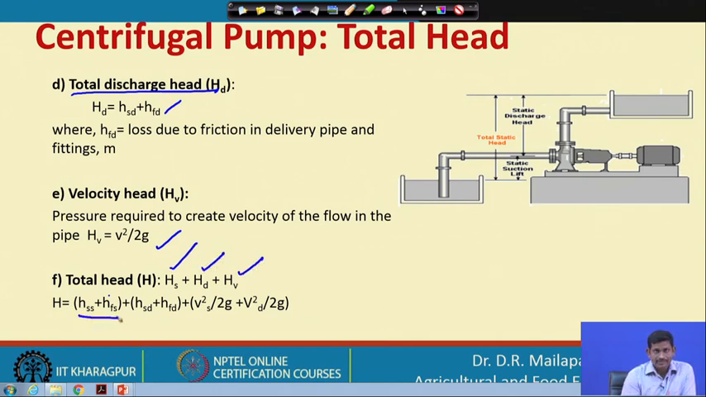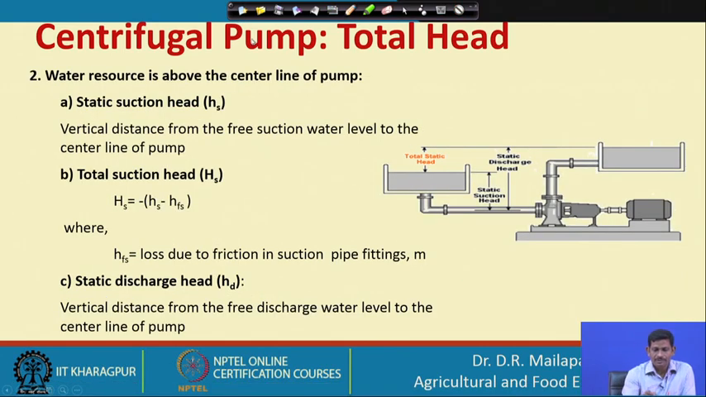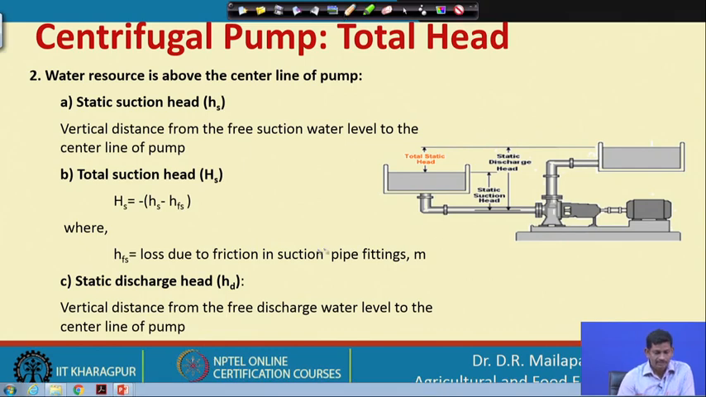So, this is the total suction head, total suction lift, total discharge head and the velocity head in both the suction as well as discharge case, V square by 2g. So, this is the total head in case of water source which is below the center line of the pump. Similarly, the water source which is above the center line of the pump, if you see.